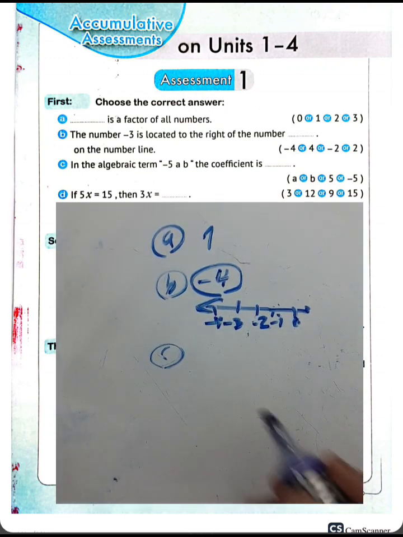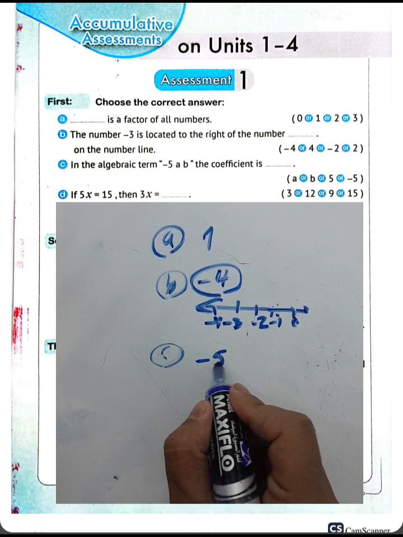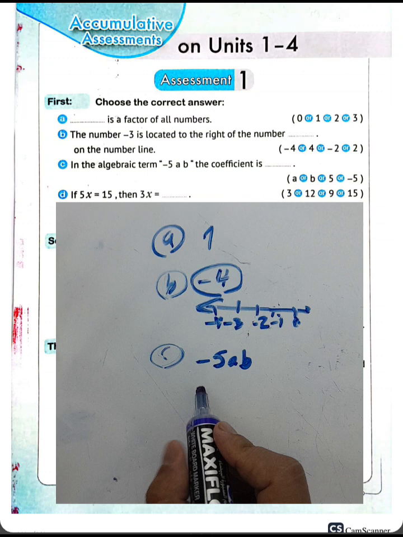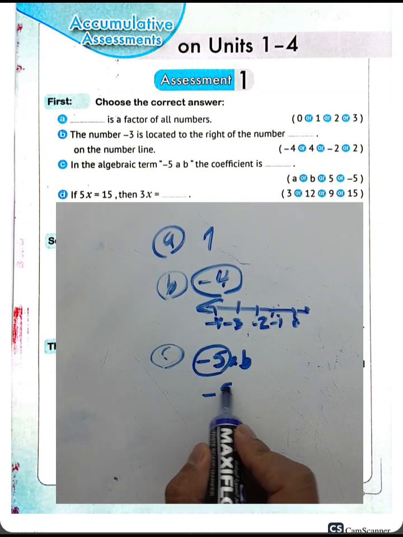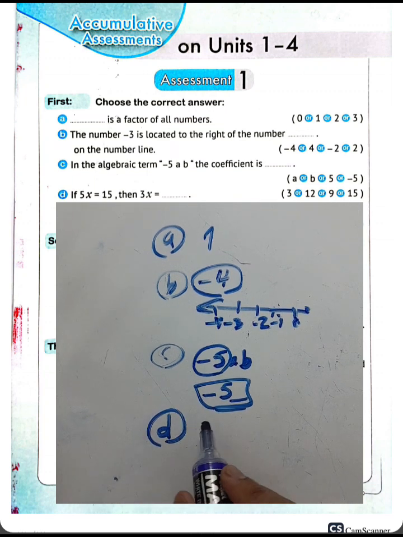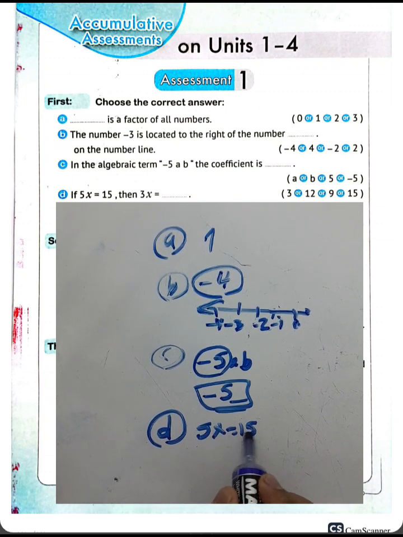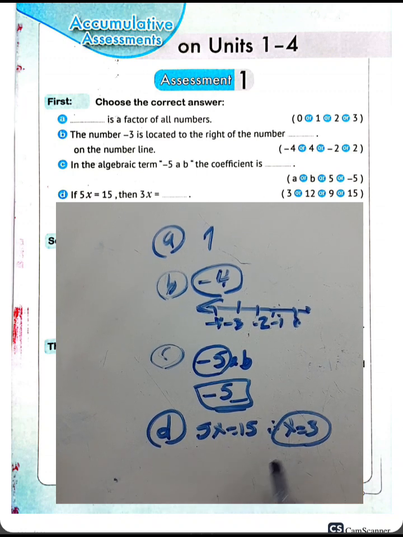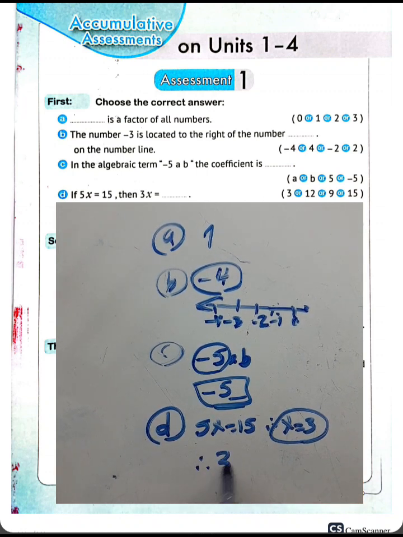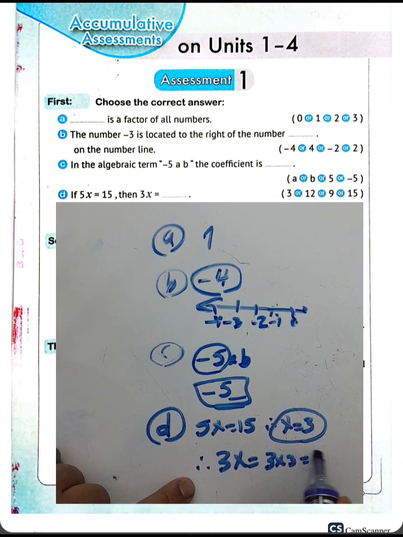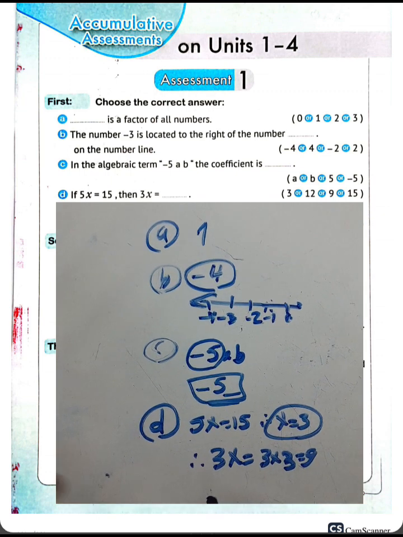Letter C. In the algebraic term -5x, the coefficient here will be -5. -5, we call it the coefficient. Letter D. If 5x equals 15, then x will be 3 because 15 divided by 5 equals 3. He wants to find 3x. 3x means 3 times the value of x, so it will be 3 times 3, equal to 9.